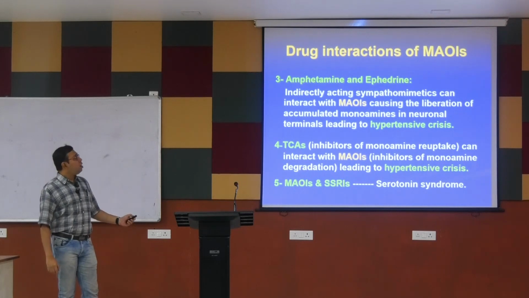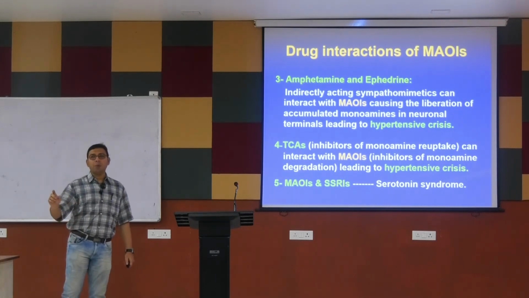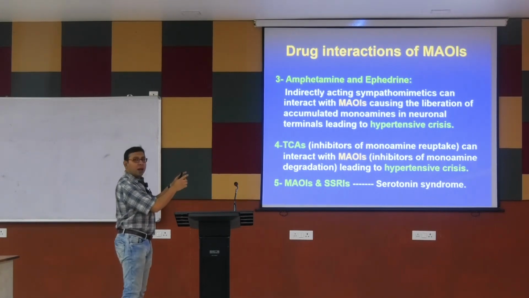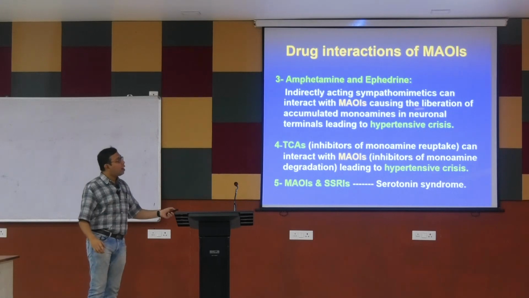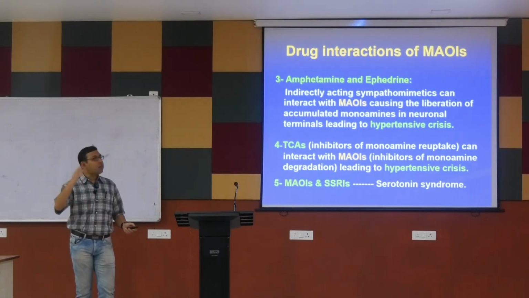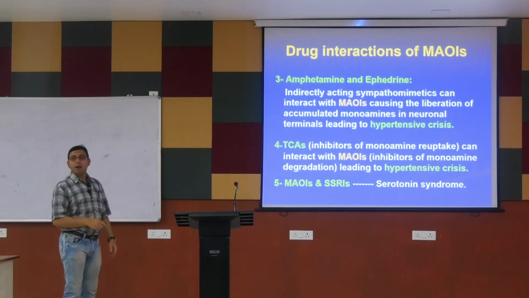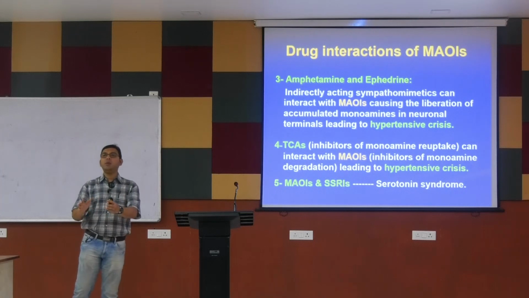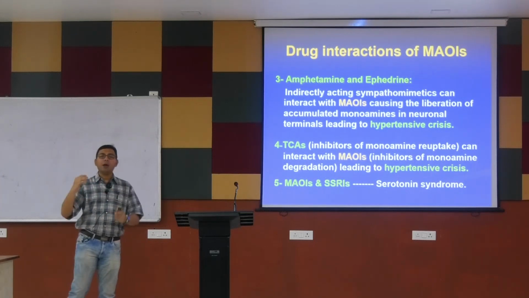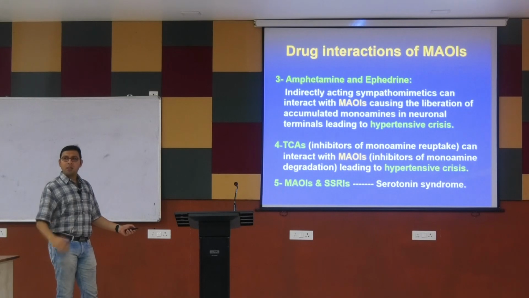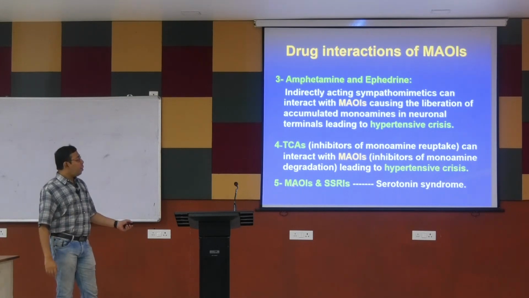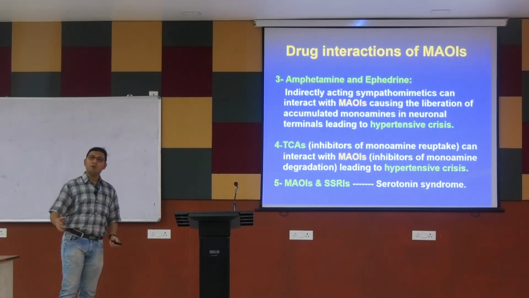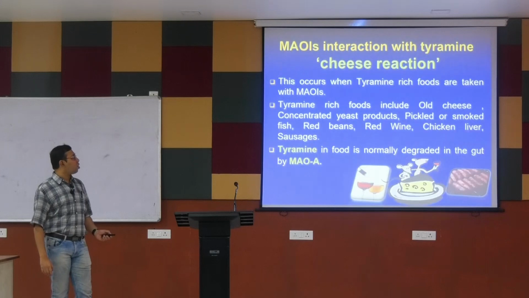Amphetamine and ephedrine, these are basically indirectly acting sympathomimetic agents. You have already read in the ANS chapter, amphetamine, ephedrine. When these are used with MAO inhibitors, there may again be a hypertensive crisis. There may be a sudden rise of the blood pressure. When tricyclic antidepressants are given, as we have just discussed, tricyclic antidepressants and monoamine oxidase inhibitors should not be given together because there may be a hypertensive crisis. Again, a sudden rise of the blood pressure. Again, the monoamine oxidase inhibitor and SSRI should not be given. There may be serotonin syndrome.